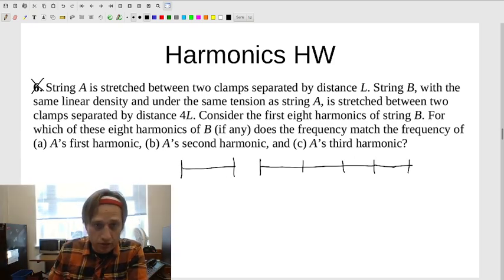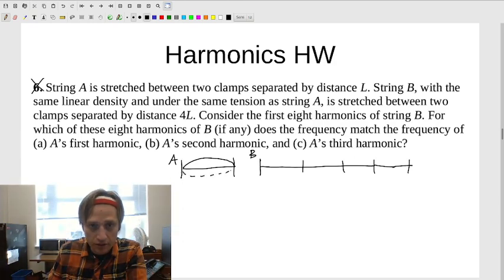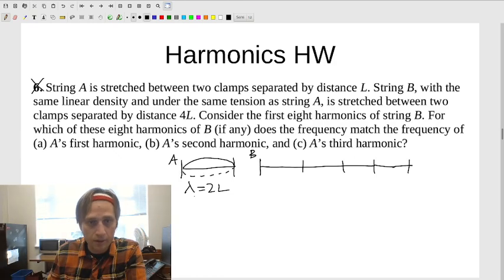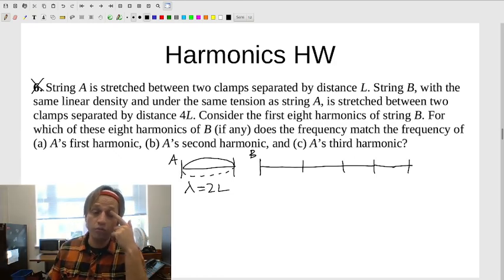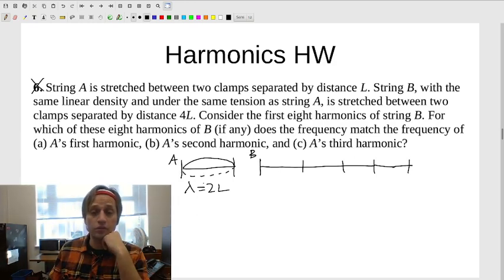Okay, so here's A's first harmonic. Here's A, here's B. A's first harmonic is this. So it has length L, so the wavelength here is 2L. And since these have the same linear density, the same wavelength means that we would have the same frequency.